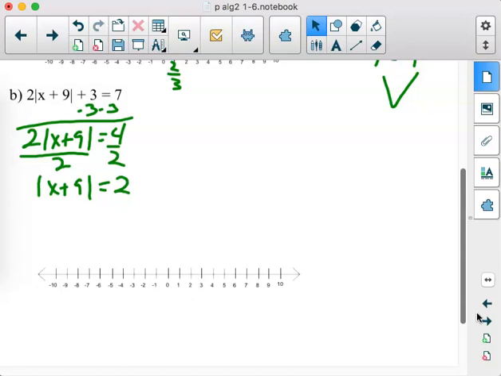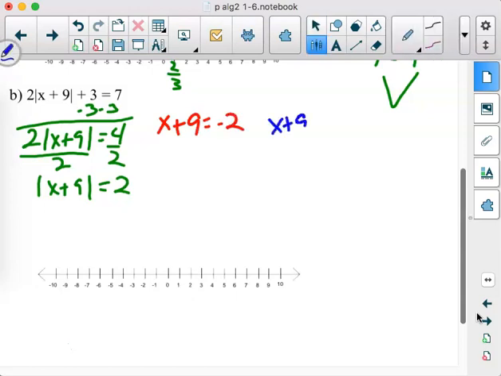So what are the 2 numbers we want to set this equal to? Give me the 2 numbers that are 2 units away from 0. -2 and 2. So same step for both of these. What is it, Riley? Subtract a 9 all over the place.